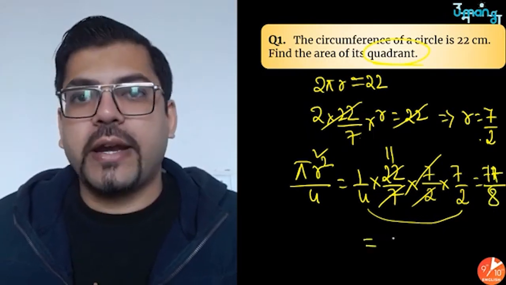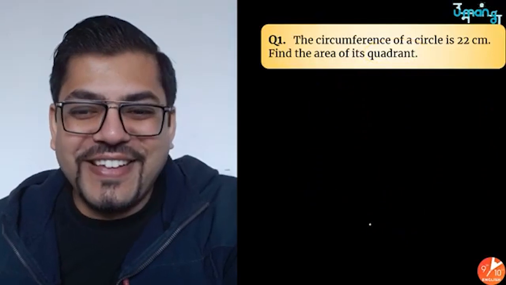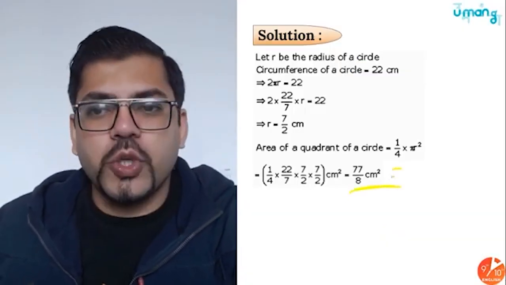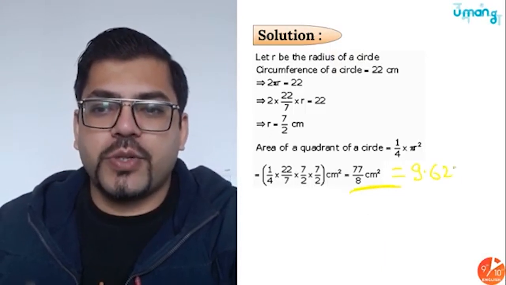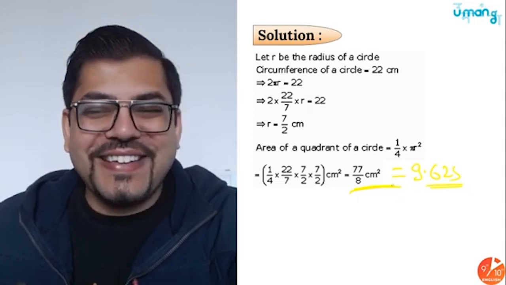So if you want, you can write it down, 9.625, something around that. If you want, you can leave it out. Okay, so the final answer, 77 by 8, you can leave it here also, or if you want, you can make it decimal, 9.625, something around that, it will come. Fine, got it? Chalo, let's move on.